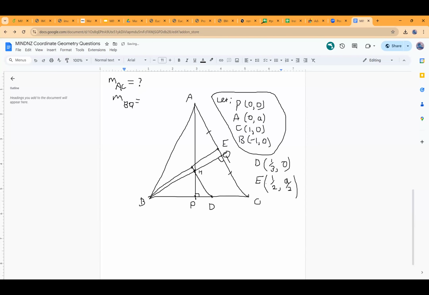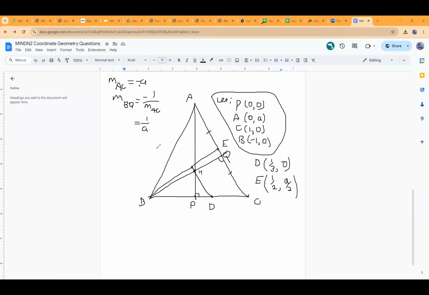Remembering that gradient is just rise over run, right? Our rise here is -a, because, well, the difference in y is a, and the difference in x is 1, but it's negative, right? So it's -a. Good job, Isabel, that's correct. So minus a. So what is the gradient of BQ then? Remembering that perpendicular gradients multiply to -1, it is -1 over the gradient of AC, so that's just 1 over a.